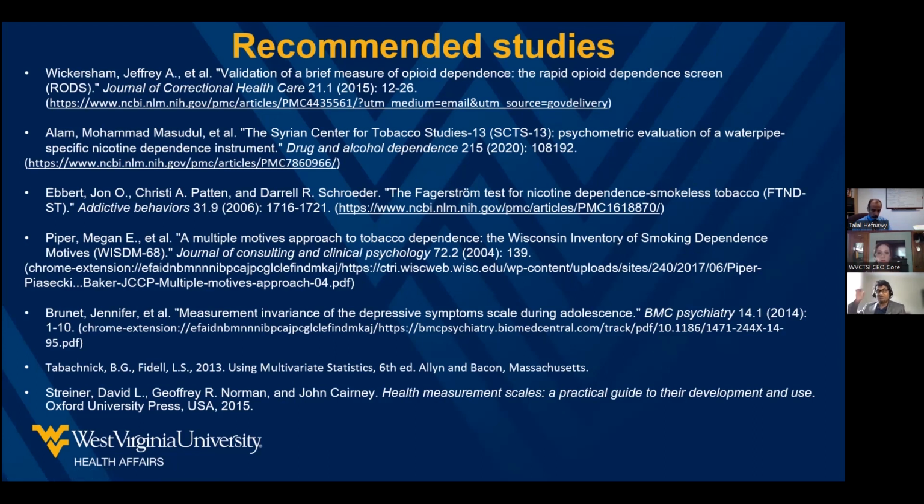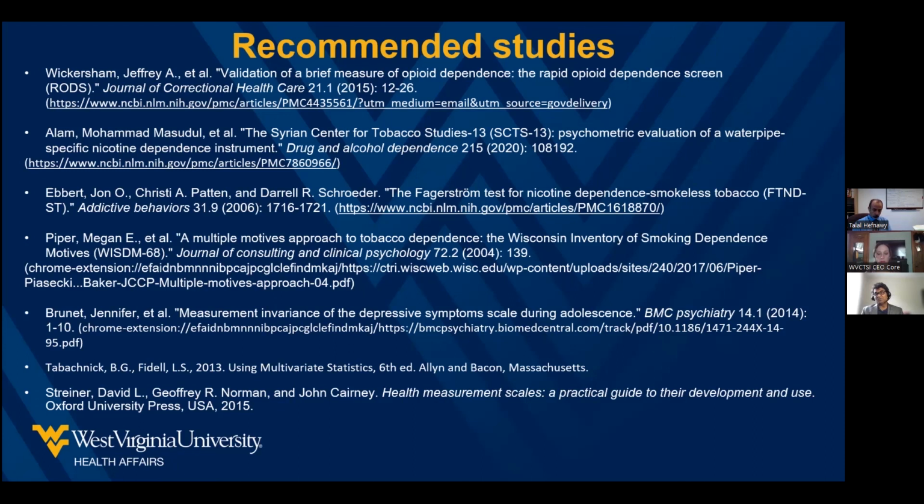Another one is also a very widely used nicotine dependence scale, by Megan Piper. She is a very renowned person in tobacco research. Then the depressive symptoms scale, the DSS, that I used here in my study. It will also give you some idea how you can develop a scale, what are the procedures.